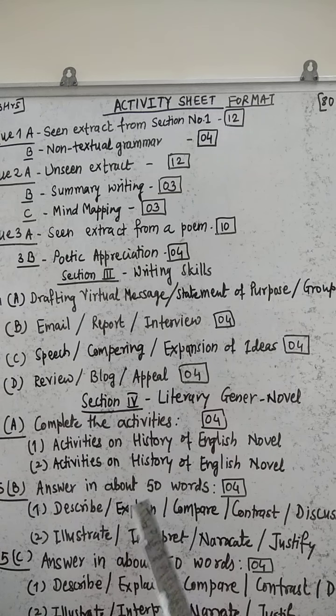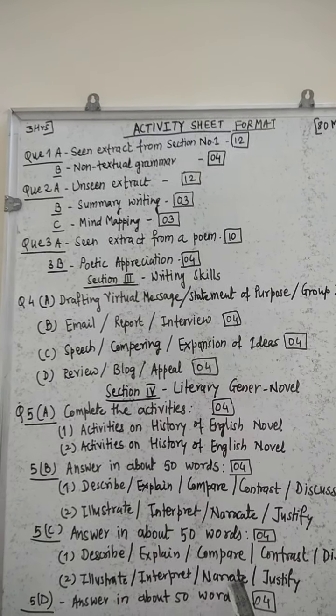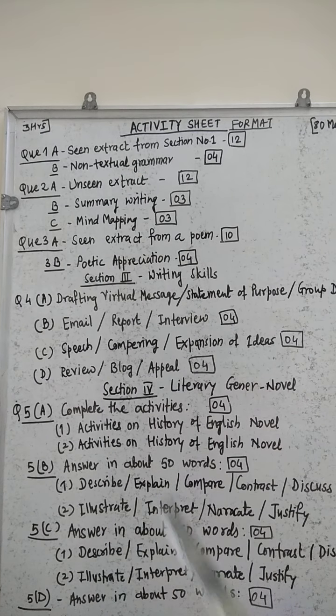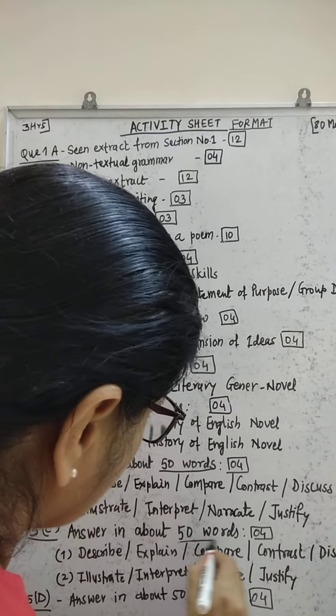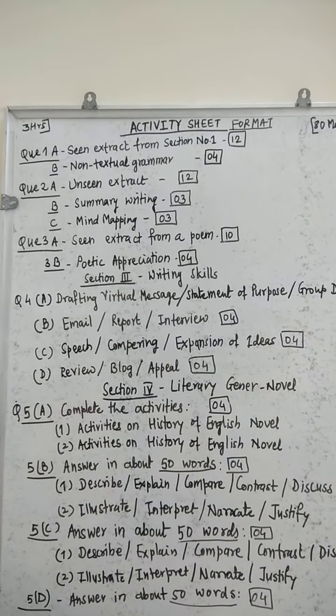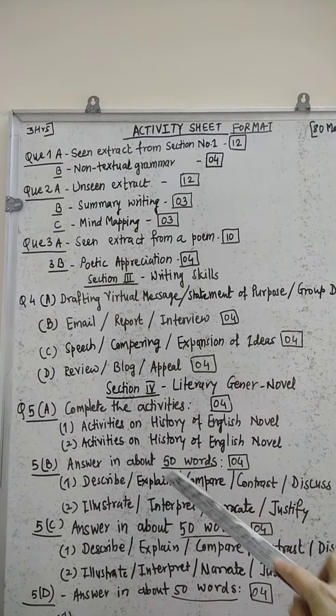Question 5b, question 5c and question 5d. Under all the 3 sub questions you will find that these sub questions are further divided into 2 questions carrying 2 marks each. All these questions expect you to write down the answer in 50 words each. Just mark this. So you have to attempt 2 questions of 50 words each.